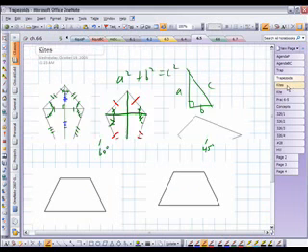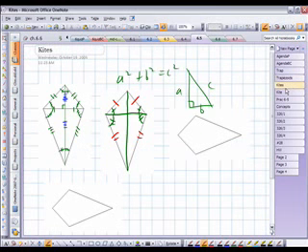Okay, properties of kites. Kites, a lot going on with kites. Diagonals for a kite are perpendicular. They do not bisect each other. One of them is bisected, but not both. So let's start over a little bit.